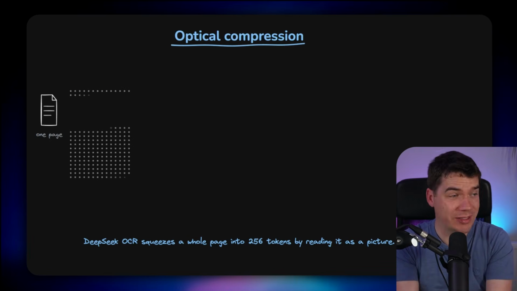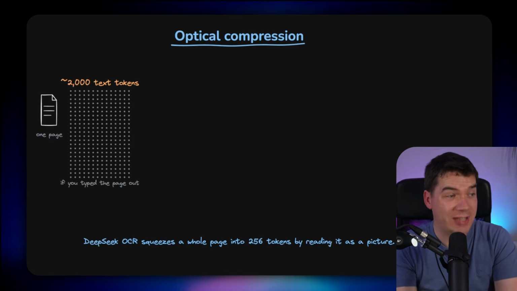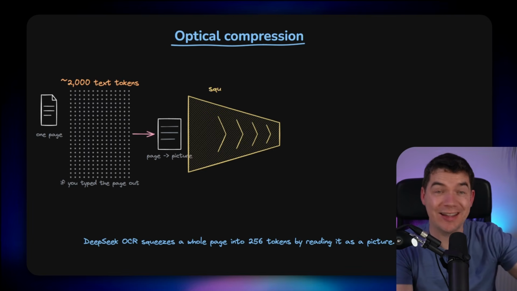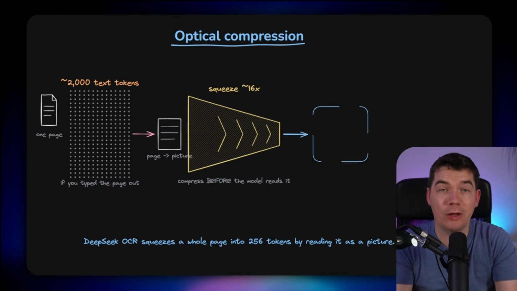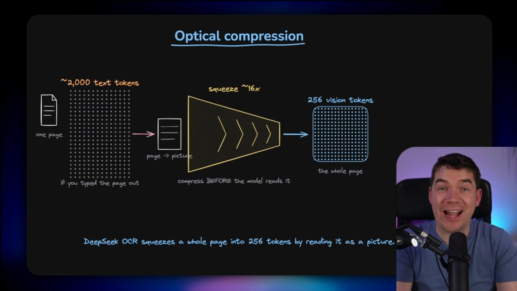So to tackle the input side first, and this is DeepSeek-OCR, their approach is that you take the page, which might have, let's say, 2000 text tokens, and it renders that page as an image. And then it compresses that image down into a very small number of vision tokens. And you can see on screen how much that actually squeezes and compresses the input.